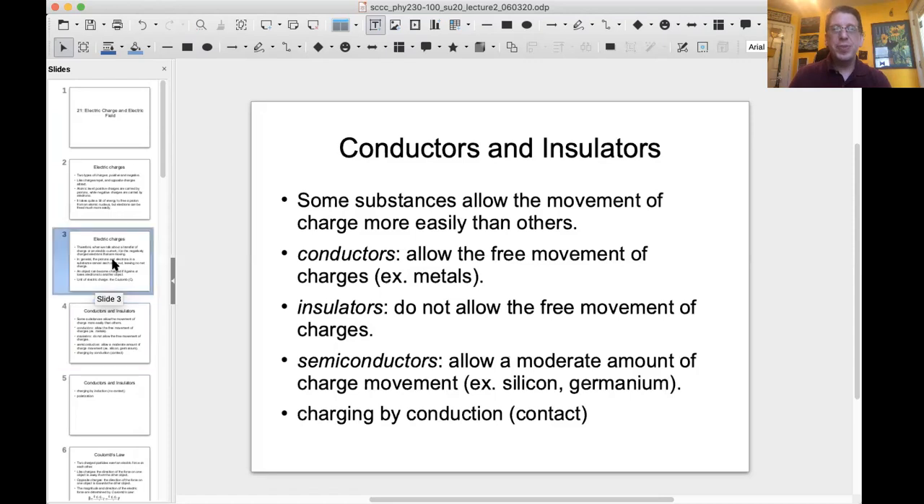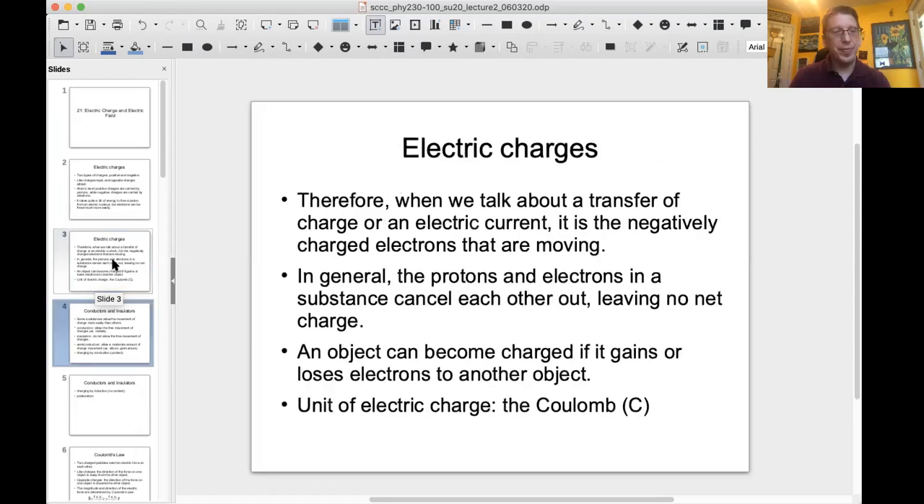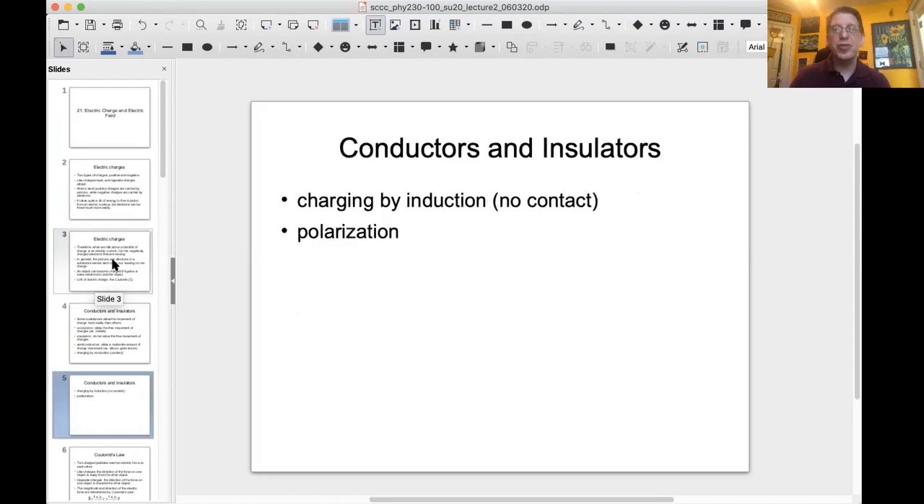But you can also observe electrical charges through something that doesn't actually involve moving the charges off an object. If the electrons can move at least a little bit within an object, you can observe something called charging by induction or polarization. So I'll do a drawing of this so that you can see what's going on.